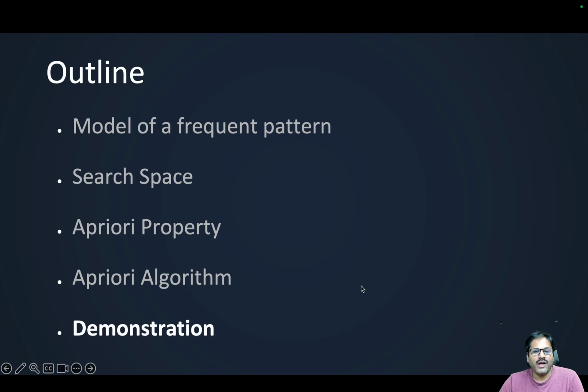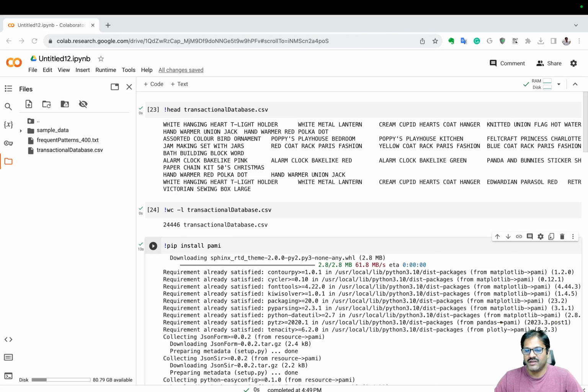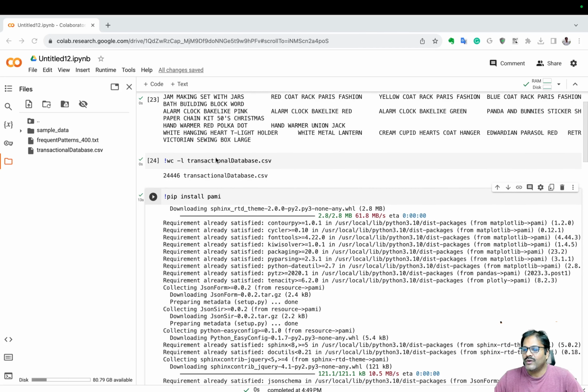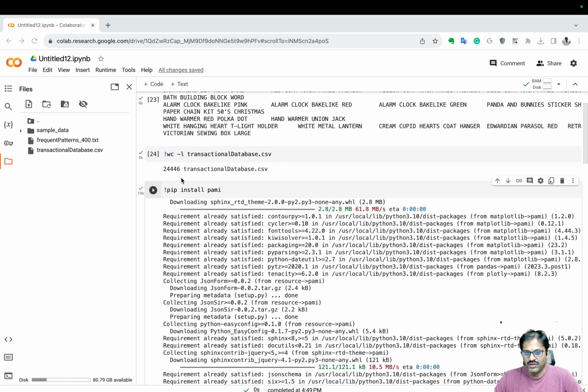Now we look at the demonstration. For demonstration purposes, we are going to use the e-commerce data that is available in Kaggle. So if we print the transactional database, we can see that items in each transaction are separated by a tab space. If we look at the size of the transactional database, we can notice that it contains 24,446 transactions.